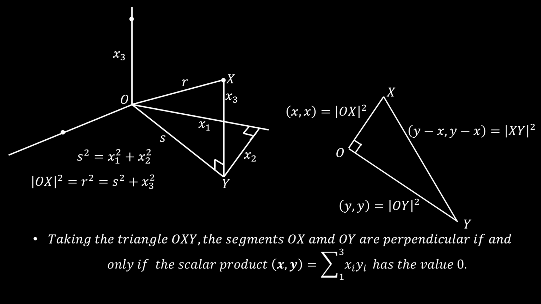So taking the triangle OXY, the segments OX and OY are perpendicular if and only if the scalar product of x and y has the value 0. So that's an important property. The scalar product of two perpendicular vectors is 0. And then you can go further and look at this vector relationship, and you'll be able to prove that yes, the scalar product of two perpendicular vectors is 0.